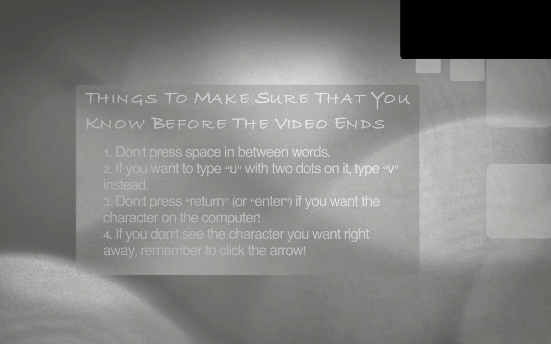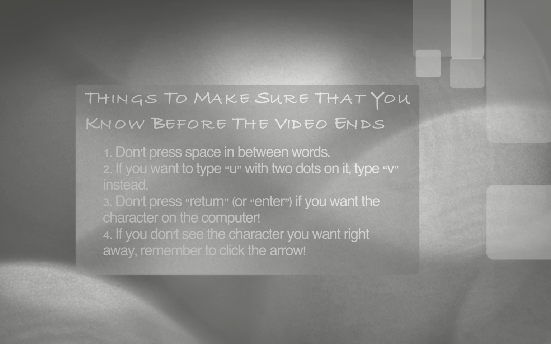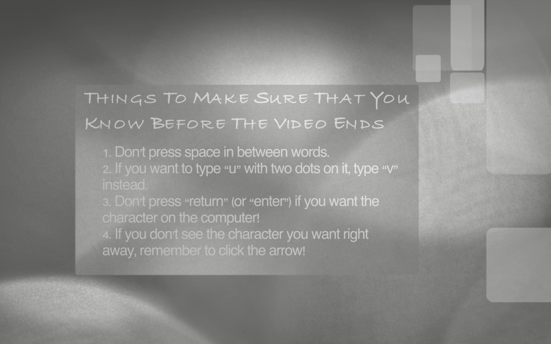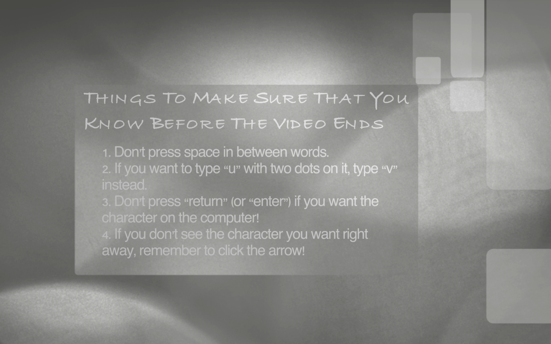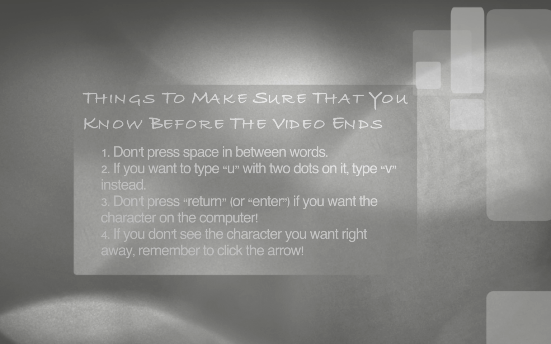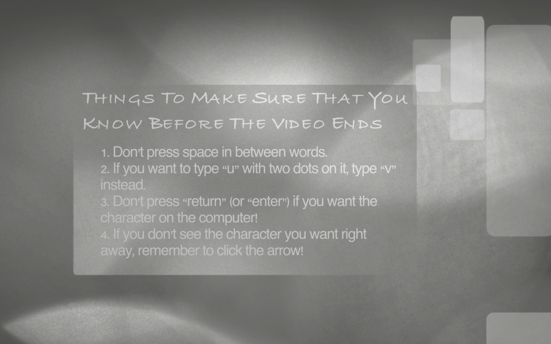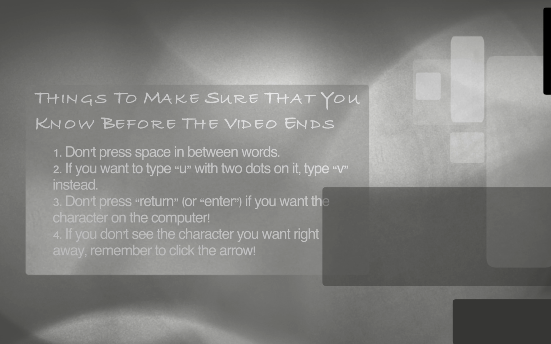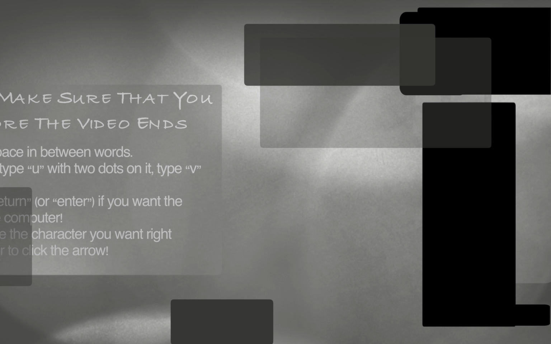Things to make sure that you know before the video ends. Don't press space in between words or even any punctuation. I know that's the way we do it in English, but the Chinese text already provides that for us. How handy. If you want to type U with 2 dots on it, type V instead. See how different the list of characters are? Don't press return or enter if you want the character on the computer. If you don't see the character you want right away, remember to click the arrow. If you don't see it after that, are you sure you got the pinyin correct? That's about it. Now, let's type in Chinese.